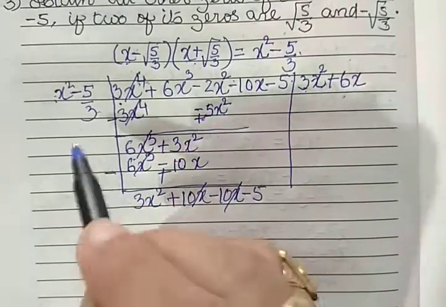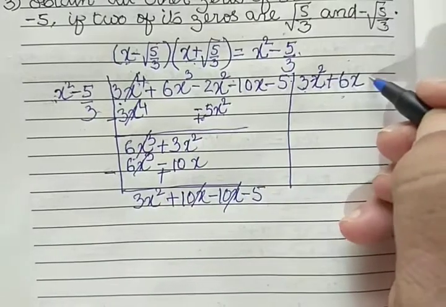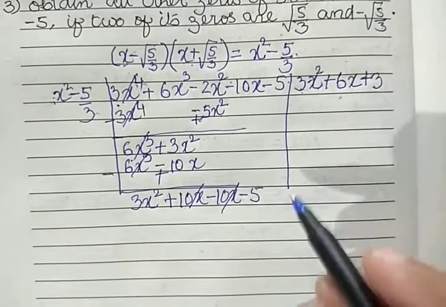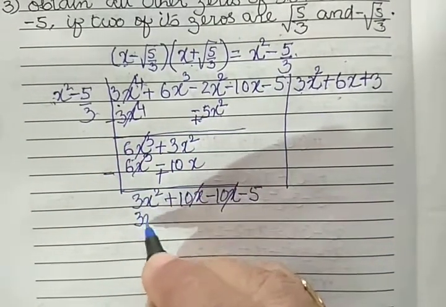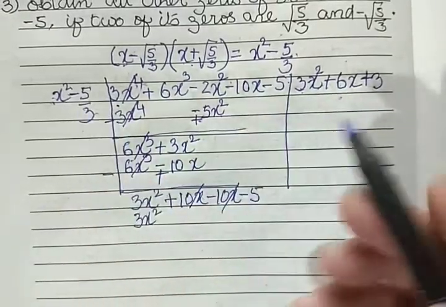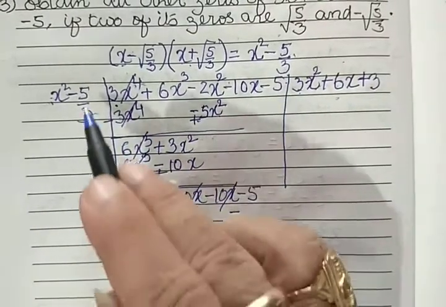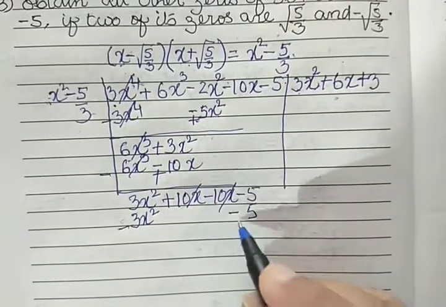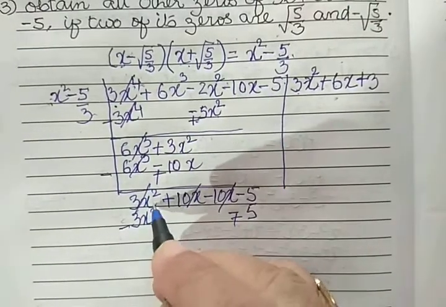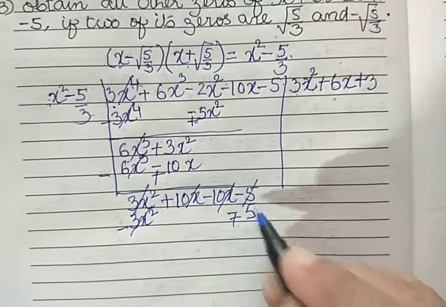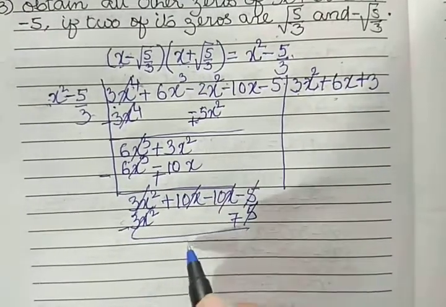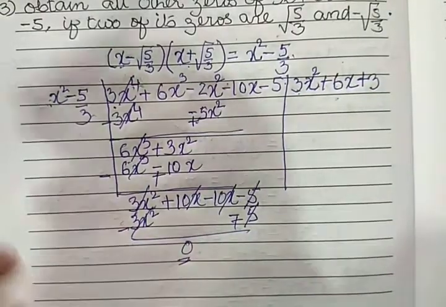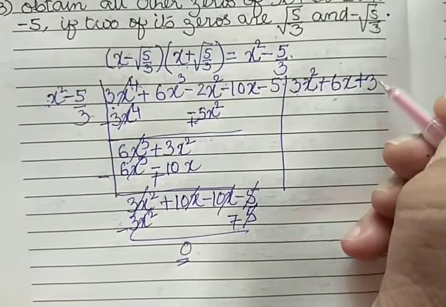Clear? Here plus, here plus. So here you should take plus 3. 3 into x square, 3x square. Plus into minus, minus. 5 by 3 into 3, 5. Now you have to subtract, so you should change the sign. Plus 3x square minus 3x square, minus 5 plus 5 cancels. That means remainder 0. So this is your factor.